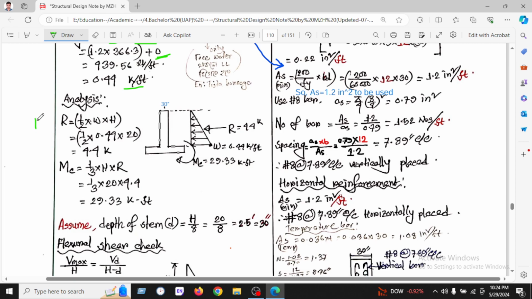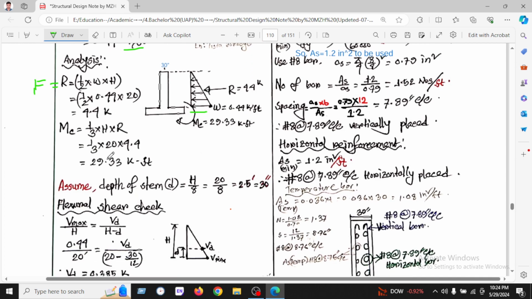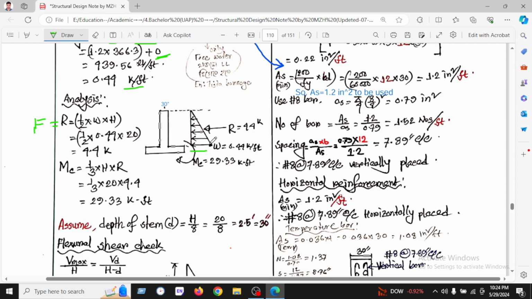In the analysis here, we have found the force. I have already written the R. The force will be half into length into height. The area of the triangle gives the force. So half into length, 0.44 which I have found, and height is 20 feet, given in the question. That's why 4.44. And we will take the moment at the bottom of the stem, that's why we multiply by 1/3.